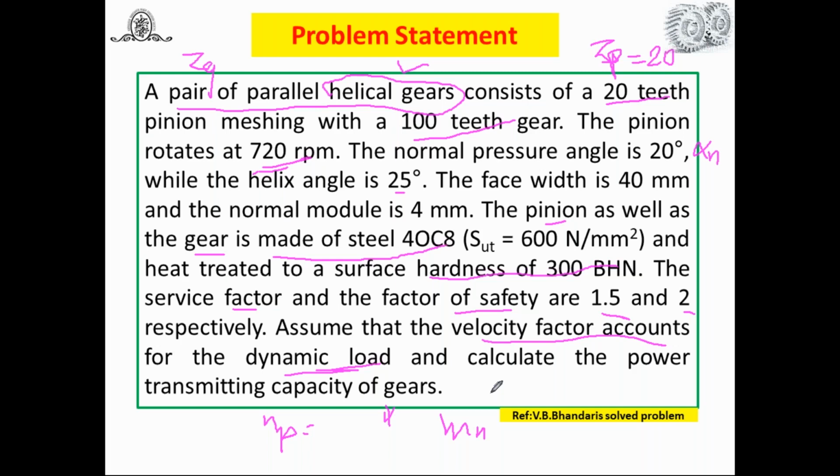The two criteria means in preliminary stages of gear design, velocity factor plays an important role. This is one aspect to account for the dynamic load. And second, in final stages of gear design, Buckingham's factor to account for the dynamic load. Two criteria. But in this problem statement, velocity factor accounts for the dynamic load. It is mentioned that you have to consider preliminary stages of design by taking into account velocity factor.